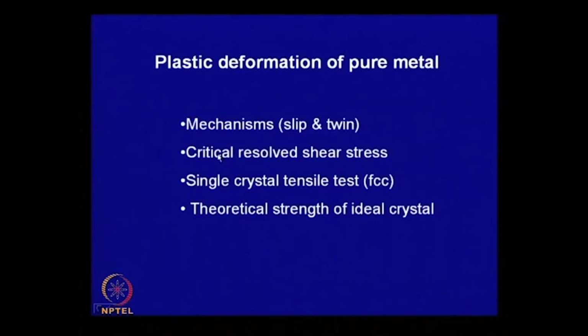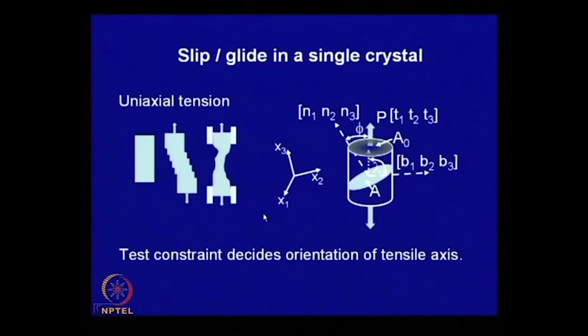Today, we will talk in greater detail about the mechanism of slip. We will introduce the concept of critical resolved shear stress, look at single crystal tensile test behavior of face centered cubic crystal, and we will also do a rough calculation of what should be the ideal strength of a crystal. Now, large deformation can take place through the mechanism of slip. It is also sometimes referred to as glide.